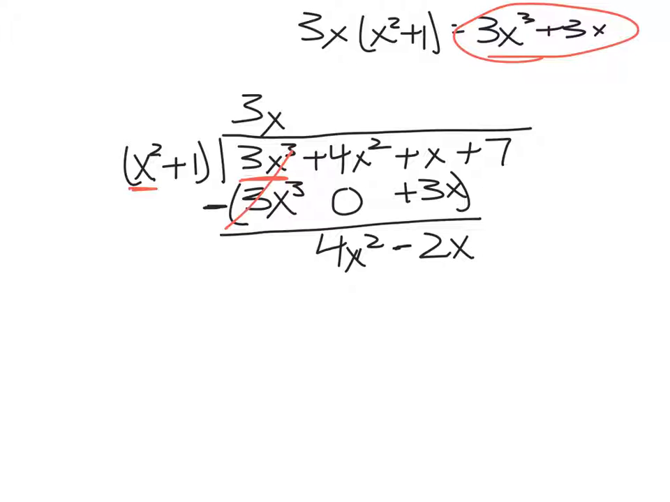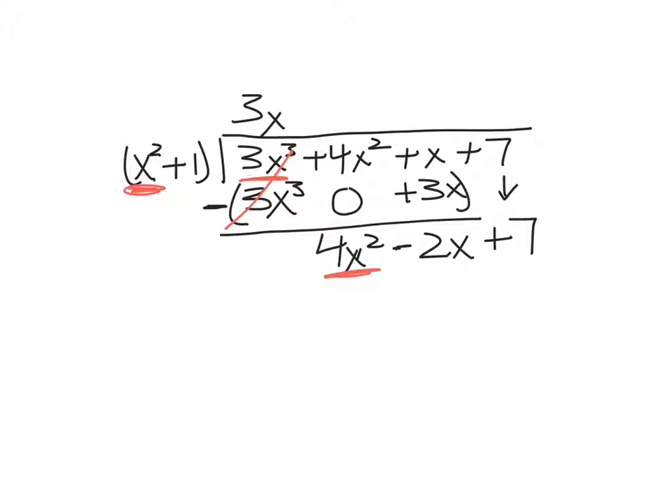And generally, we bring down the next term from the original polynomial. We bring it down here. Now, we're back to repeating what we just did. We're going to look at the first term, 4x squared, and this original x squared. What do we multiply the x squared by to get the 4x squared? So the answer is 4, a positive 4, which I should write in black.